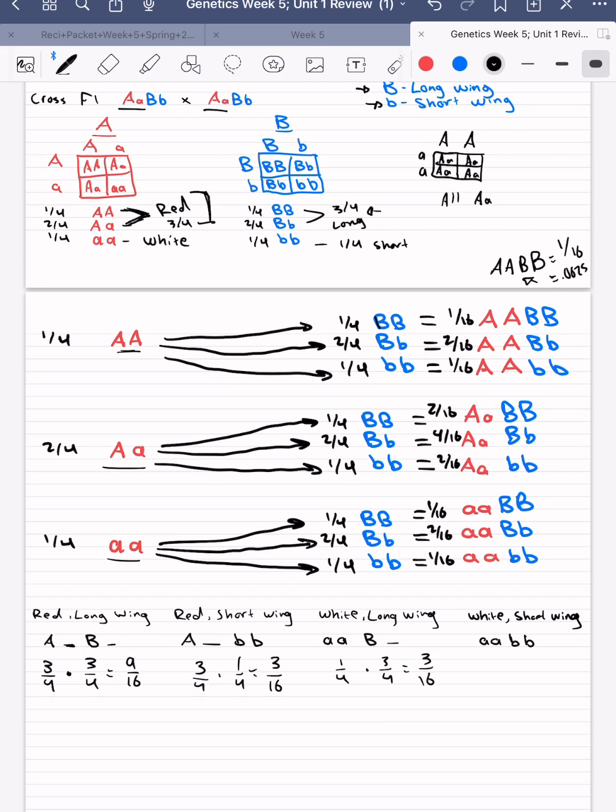To have white coloring with short wings, the ratio would be 1 out of 4 times 1 out of 4, which is 1 out of 16. So the phenotypic ratio for this would be 9 to 3 to 3 to 1, because we can see that 9 individuals are going to have red with long wings, 3 individuals red with short wings, 3 individuals white with long wings, 1 individual white with short wings. And this is a typical Mendelian ratio.